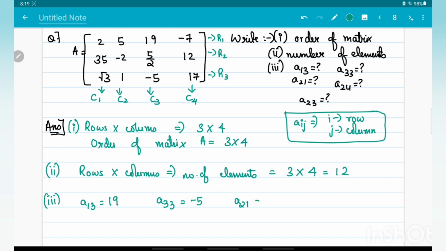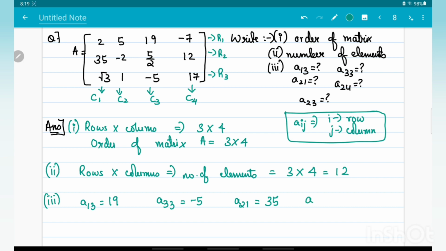Then A21, second row and first column. Okay, first will come the row and then comes the column. So this element belongs to the second row and first column. So if you check for the second row and first column, 35 is the element that belongs to the second row and the first column. So A21 is 35.